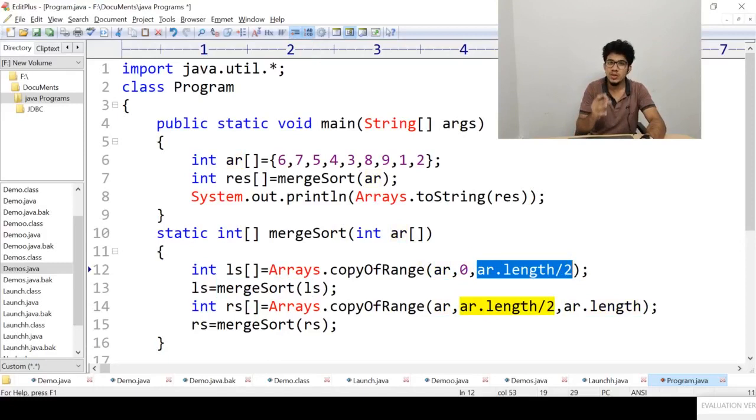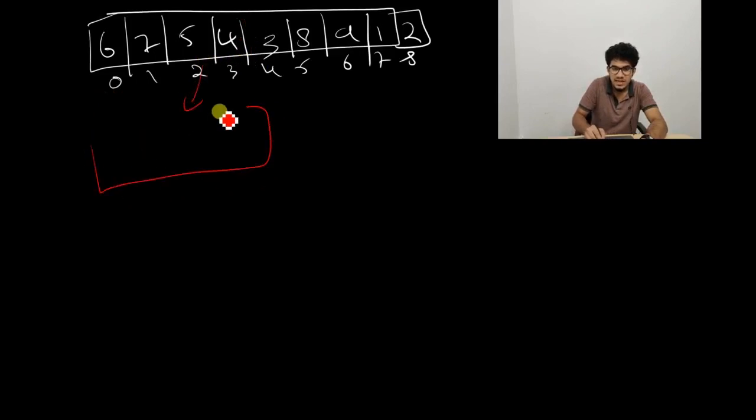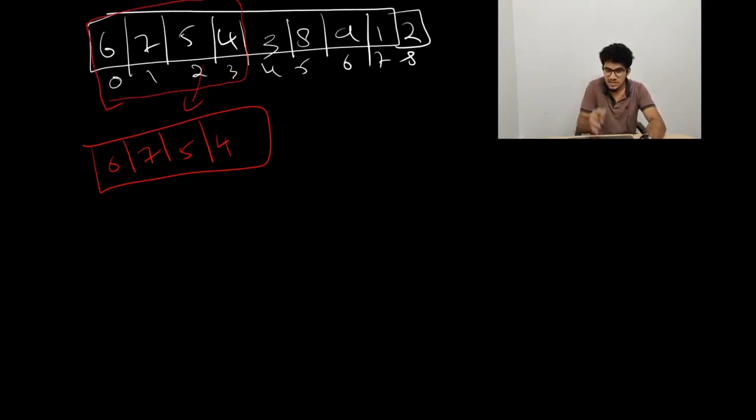9 by 2 is 4.5, that is 4. And 0 to 4 means 4 is exclusive. I am considering from 0 to 3 only. So watch here, I am considering an array from 0 to 3. So this array is split, the first left side is what? 6, 7, 5, 4, 0 to 3, right? Yes, 0 to 4 means 0 to 3. This is the left side of an array.